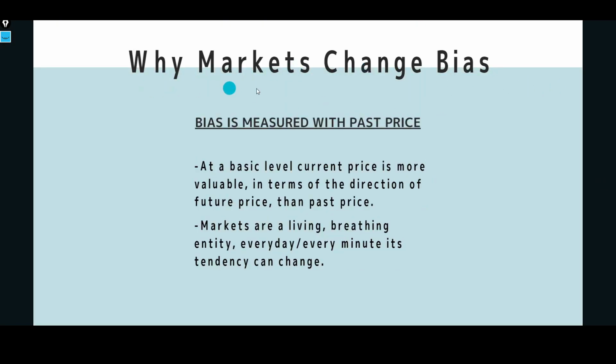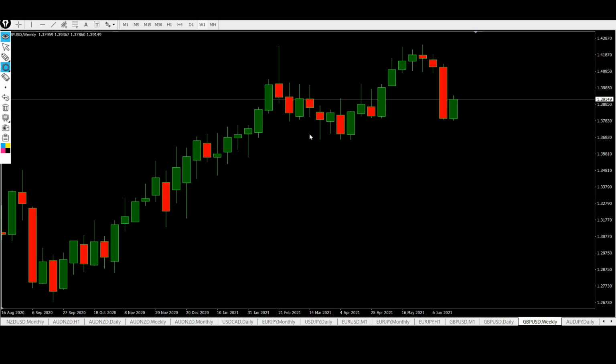Alright, so why do markets change its bias? The basic reason, in my opinion, is because the market bias is measured with past price. Let me show you what I'm talking about. Take this weekly chart. What we learned in part 1 of this course is how to apply basic price action analysis. For example, we would measure the future short strength of this pivot right here and the future long strength of this pivot right here.